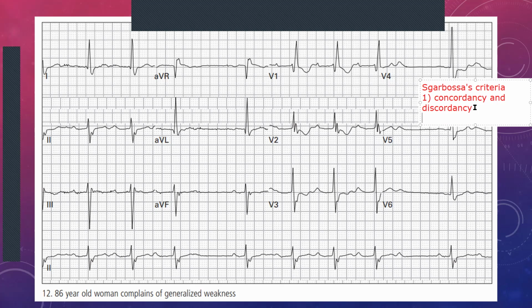And the one thing to remember about it is concordancy is bad. Okay, that's the easiest way to remember it. Concordancy is bad. So when you see a patient with a left bundle branch block and the ST segments are on the same side, so in other words, let's try and draw it out here just so that everybody can understand what I'm talking about.